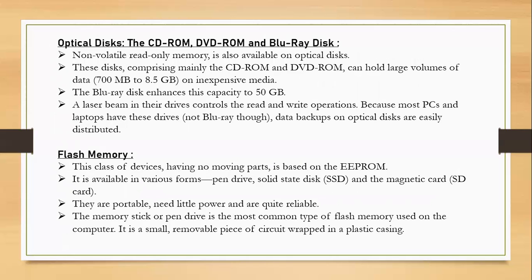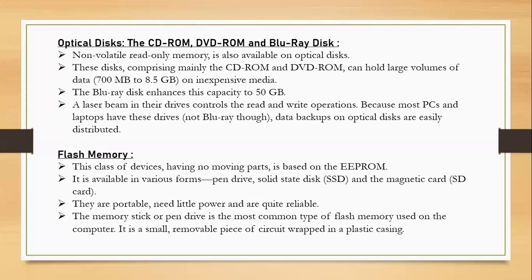Optical disc: CD-ROM, DVD-ROM, Blu-ray discs, as we have seen in the previous slides. They are non-volatile and read-only memory. They are non-volatile, meaning the contents are not going to be erased, but they are used only for read purposes. It is also available on optical discs. These discs comprise mainly CD-ROM and DVD-ROM.